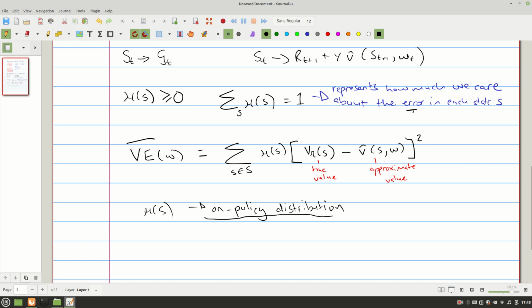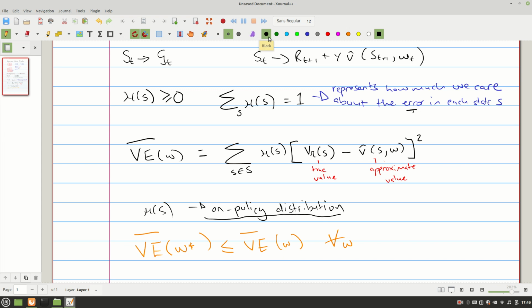So that's what we call this mu of S. And again, our goal then becomes to find v̂(w*) that is less than or equal to v̂(w) for all values of w, right? This is what we're trying to find. We're trying to find a set of weights that actually minimize this error that we've got here.